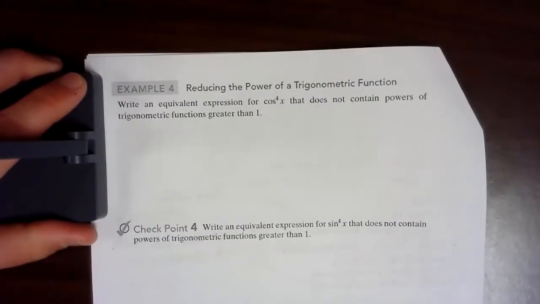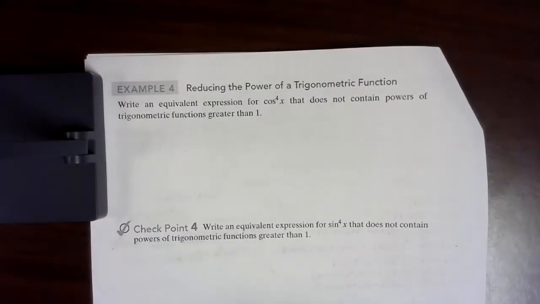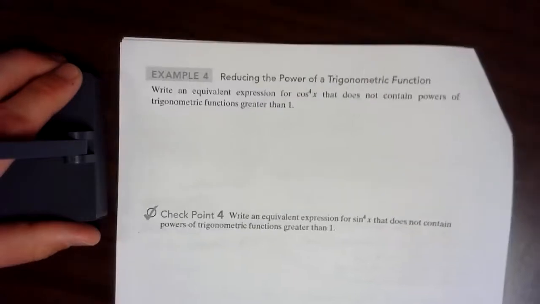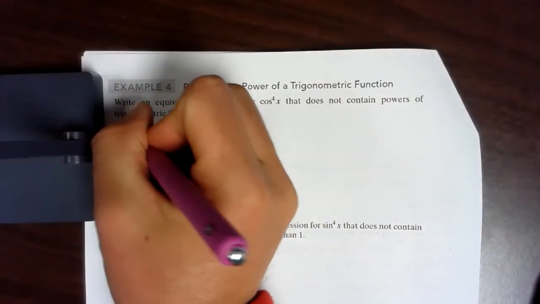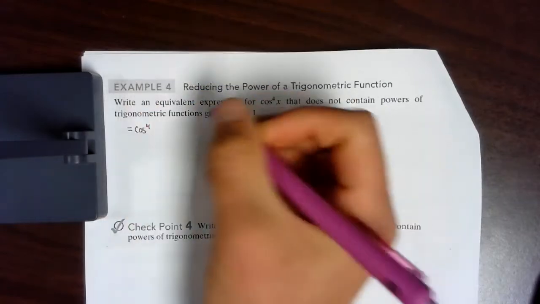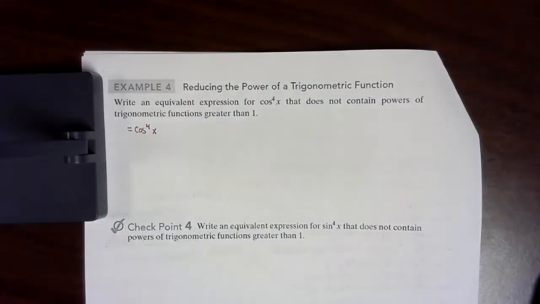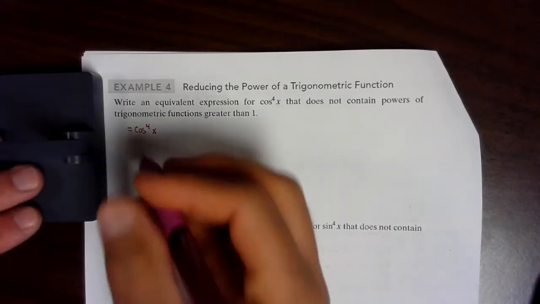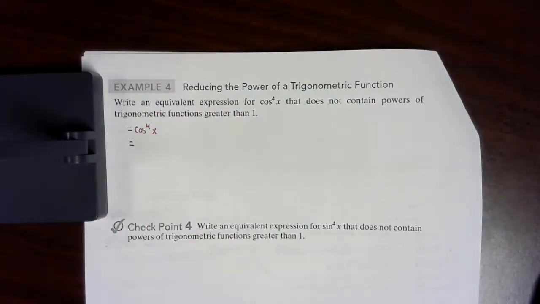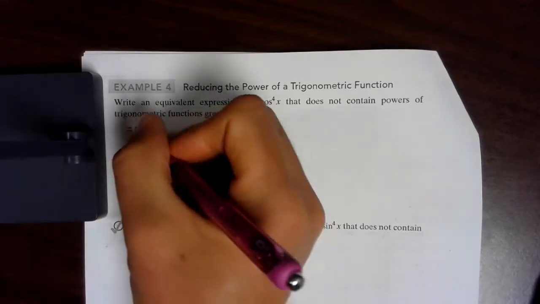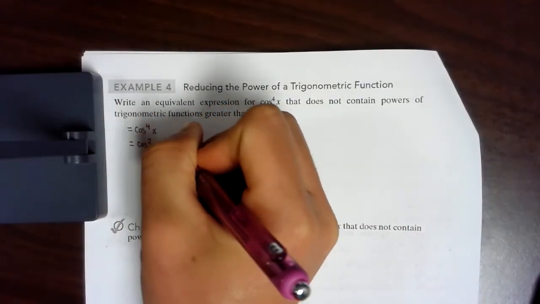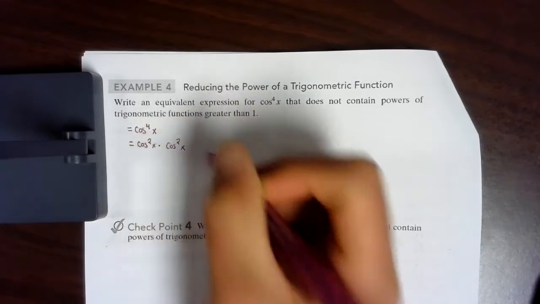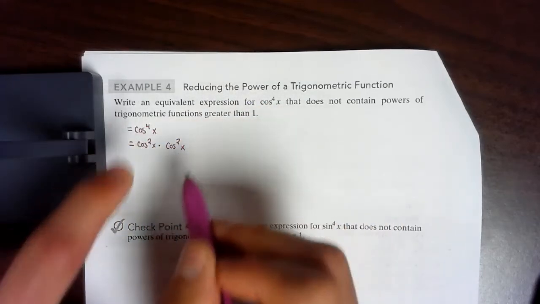Okay, so it says write an equivalent expression for cosine to the power of 4 of x that does not contain powers of trig functions greater than 1. I'm like, okay, what do I know about cosine 4 of x? Well, really what we're trying to do here is we want to use that power reducing formula, right? That's why I just gave it to you. That power reducing formula required us to have values of cosine squared of x. So cosine 4 of x is really equal to cosine 2 of x times cosine 2 of x. Well, anything times itself is that value squared.